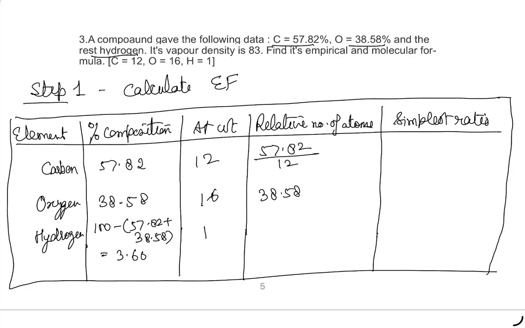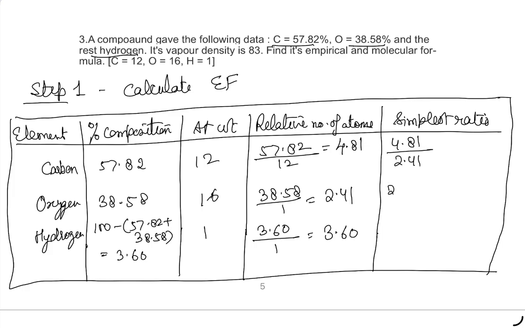So 38.58 divided by 1, 3.60 divided by 1. What answer you are getting, please calculate it. You can pause the video and calculate on your own, and you can recheck. Here you will get 4.81, 2.41 and 3.60. The last step is, whichever is the least number of atoms you are getting, you are going to divide all other relative numbers of atoms by that value. So 4.81 divided by 2.41, 2.41 divided by 2.41, 3.60 divided by 2.41.